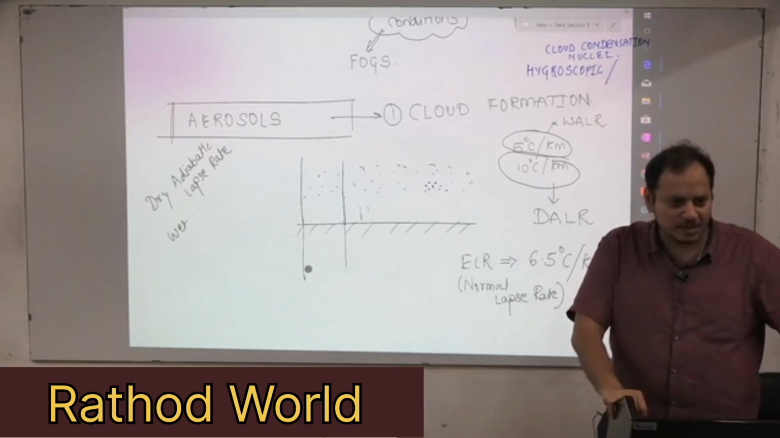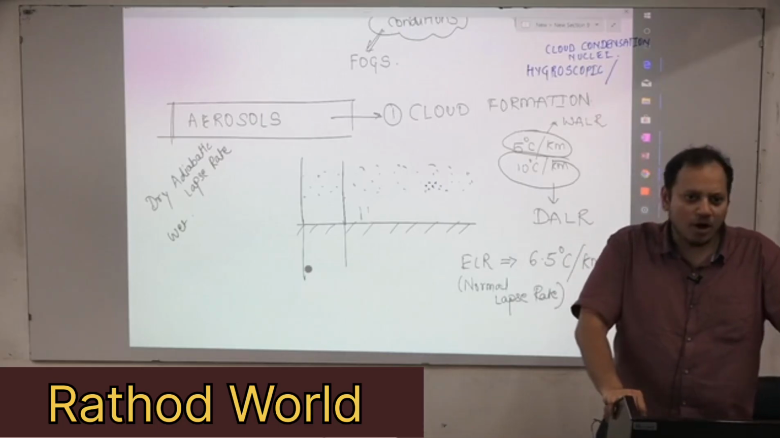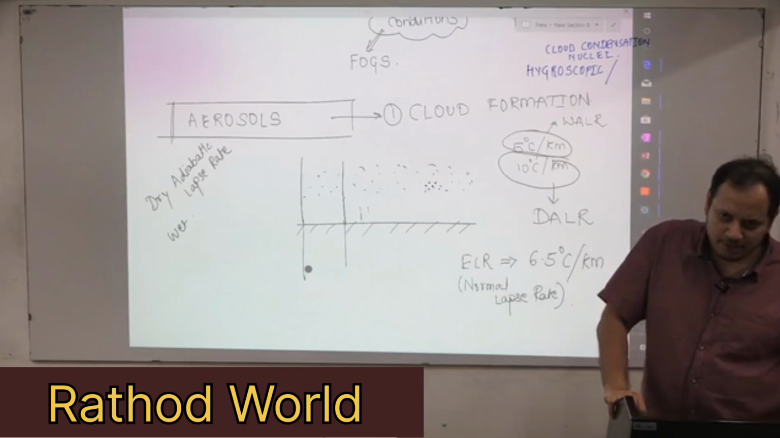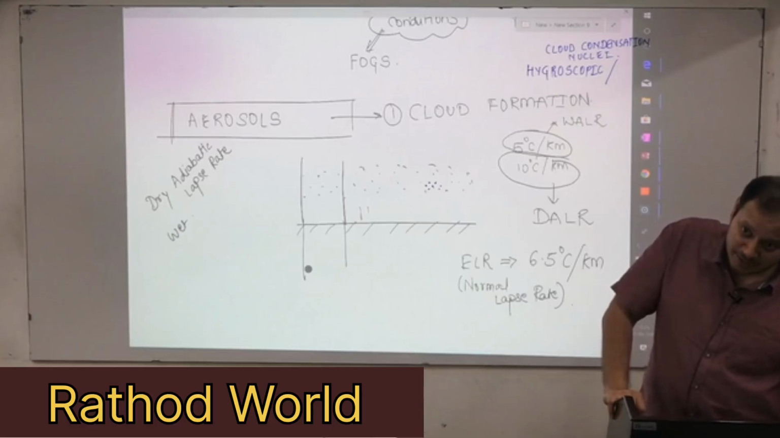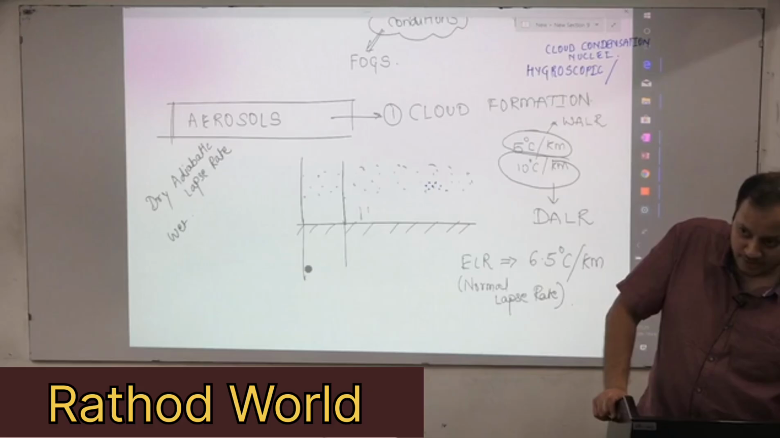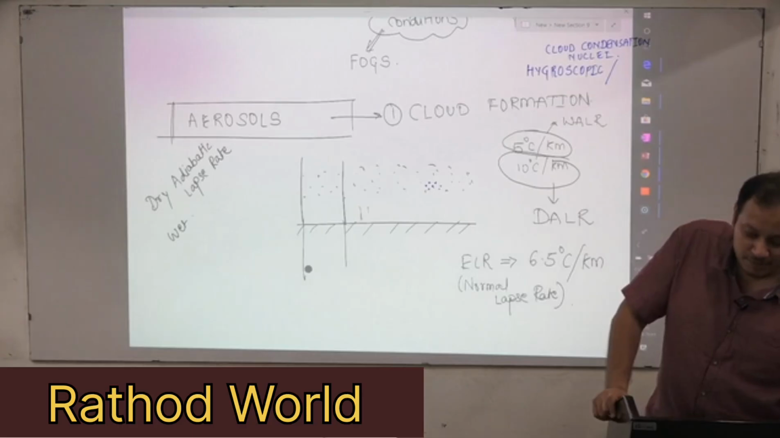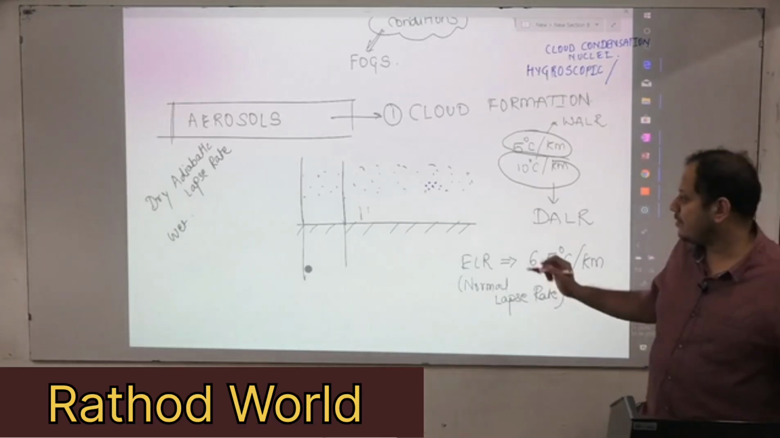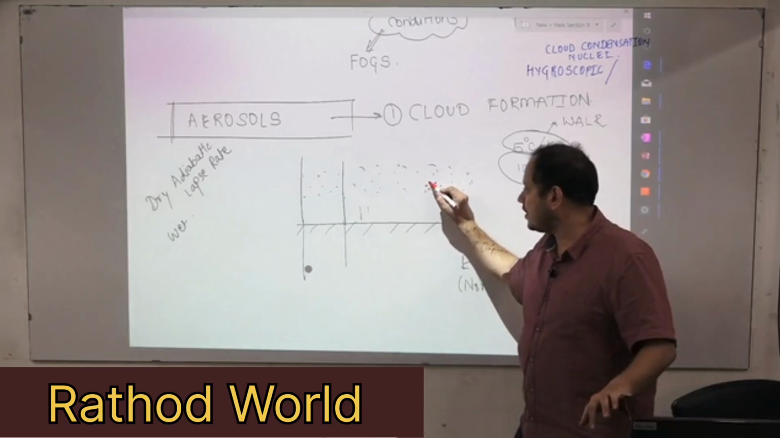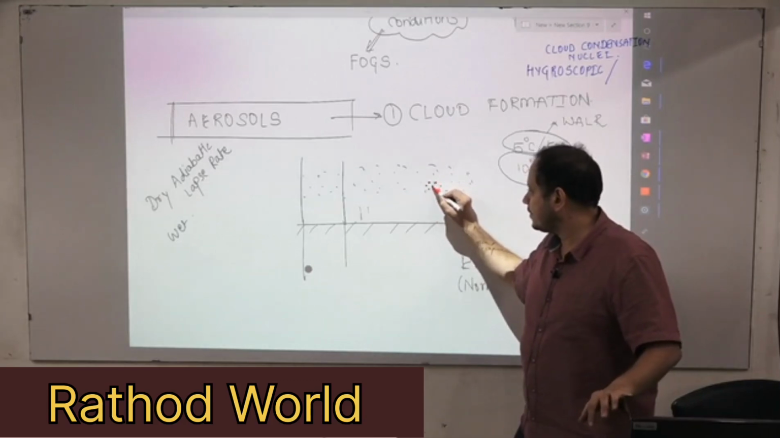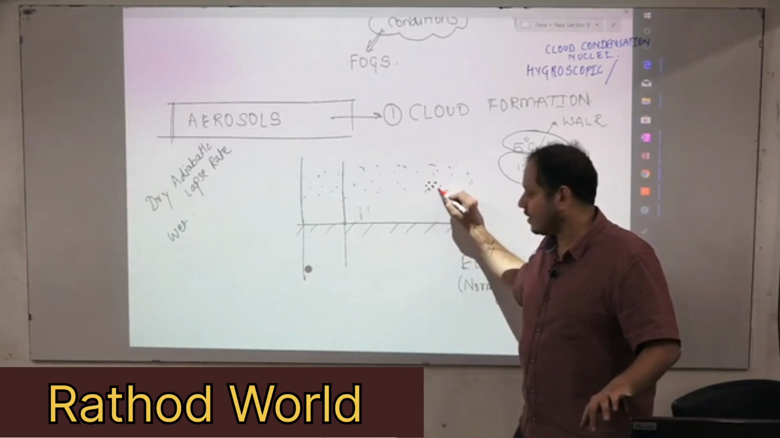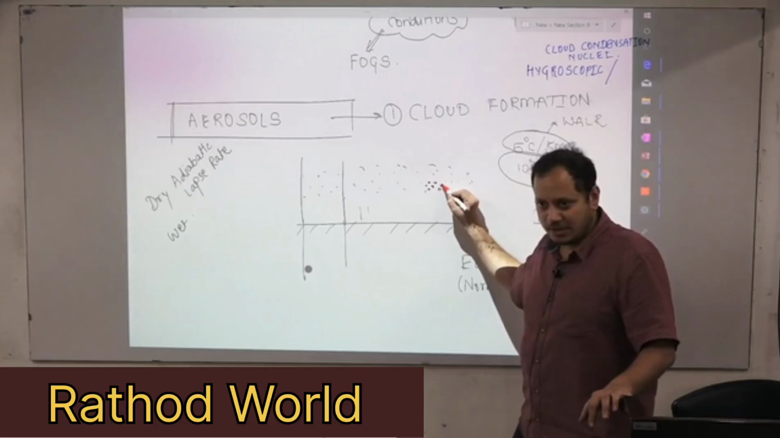Why are they known as the cloud condensation nuclei or the hygroscopic nuclei? Because if the ice particles are formed, उसी aerosols को हम कहेंगे cloud condensation nuclei. If the water particles are formed, उसी aerosols को हम कहेंगे hygroscopic nuclei. Hygro means water. Fine. So they will help in the formation of the smaller cloud droplets.